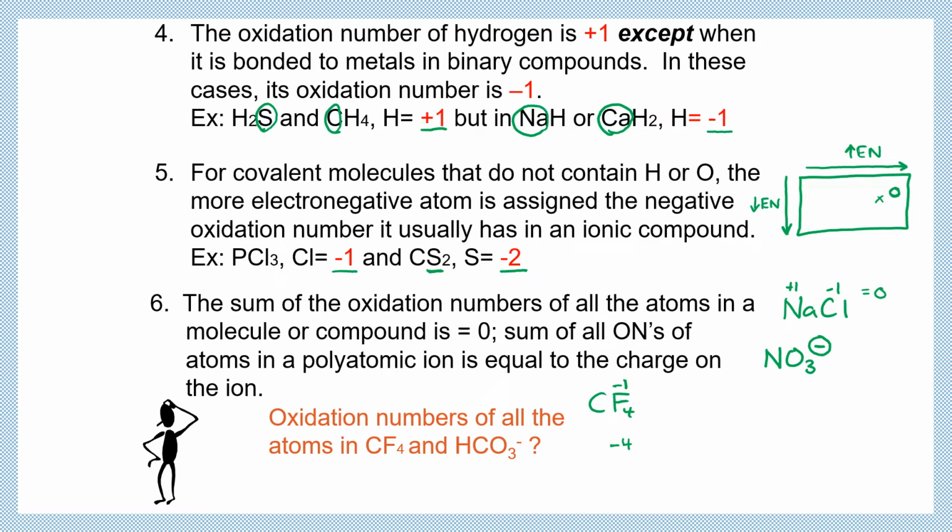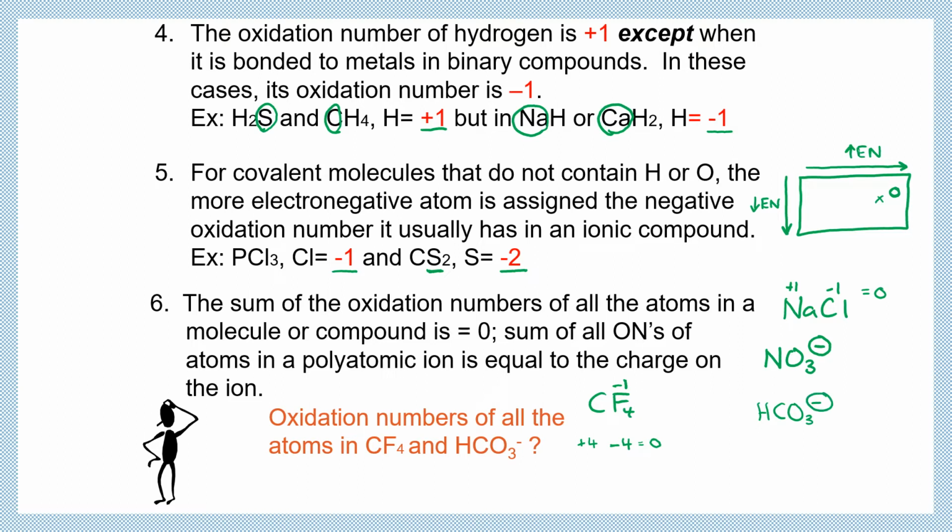And then we have carbon. So in order for this -4 to be canceled out to have an overall charge of 0, carbon's oxidation number must be a +4. And when we add them up, we do see that it is indeed 0. And then we have bicarbonate ion. So its overall charge is a -1.